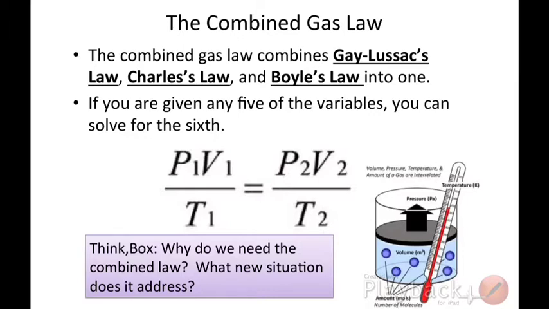Something to think about: why do we need the combined law, and what new situation does it address? Well, it addresses a situation where pressure, volume, and temperature are changing. We don't have a gas law that we've learned yet that allows us to solve a problem where all 3 of these are changing. So far, we've only seen problems where 2 of these measurements are changing and the other is held constant. So you use the combined gas law when you're given a problem that has pressure, volume, and temperature all changing, and there's no indication that something is held constant.